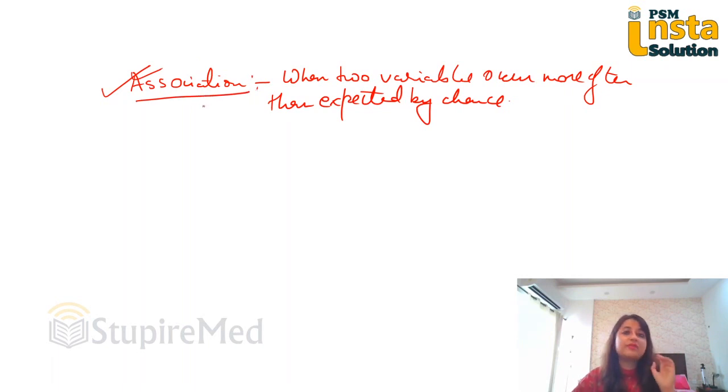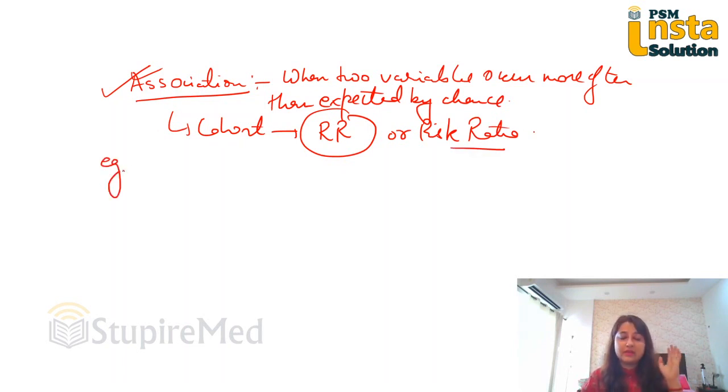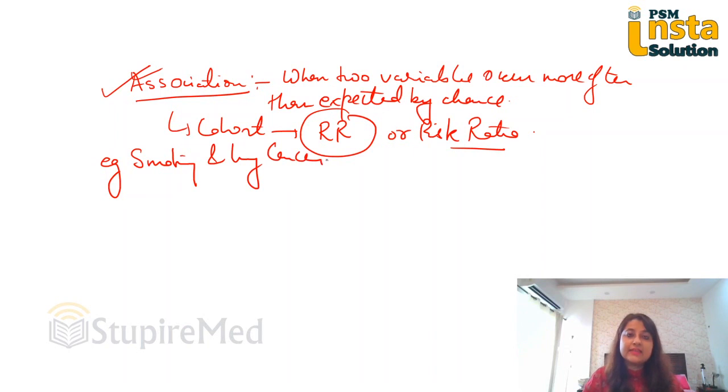And the measure of strength of association in a cohort study is relative risk or risk ratio. All right, let us quickly try to see what this is. Now, suppose we have to establish an association of smoking and lung cancer. If I do a study on lung cancer, I see smoking always comes.